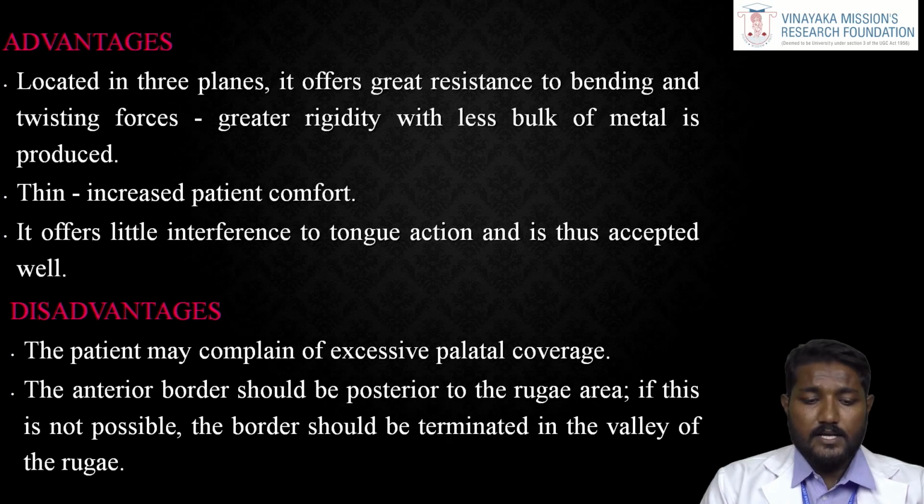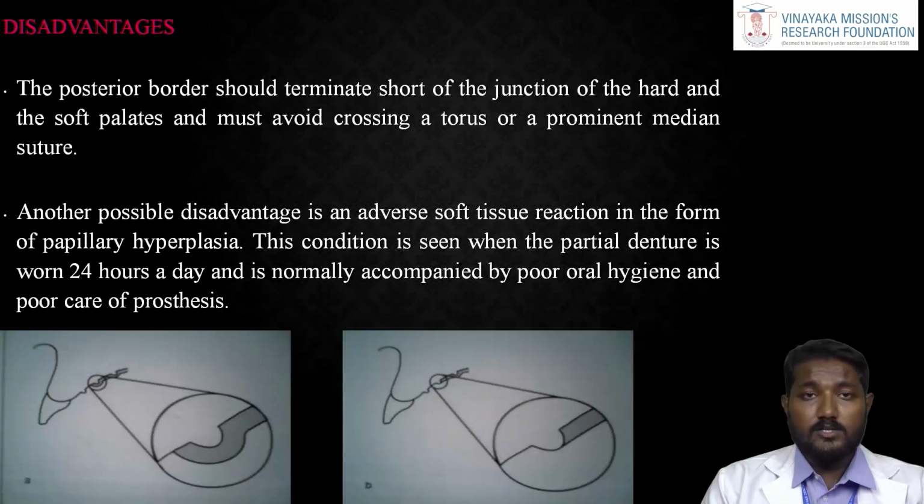Disadvantages is that the patient may complain of excessive palatal coverage. The anterior border should be posterior to the rugae area. If this is not possible, the border should be terminated in the valley of the rugae. The posterior border should be terminated short of the junction of the hard and soft palate and must avoid crossing a torus or a prominent medial suture.